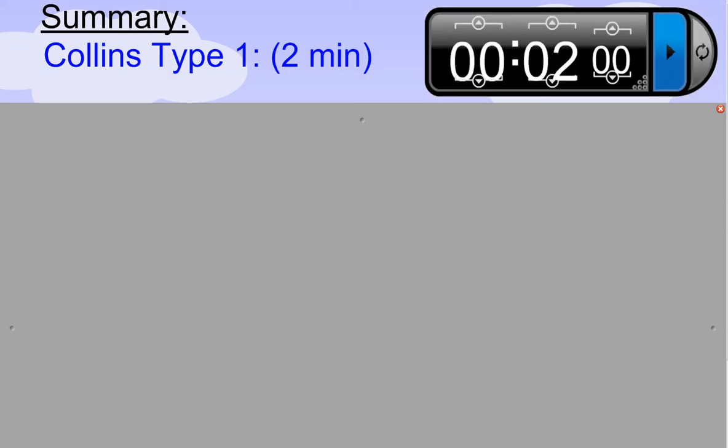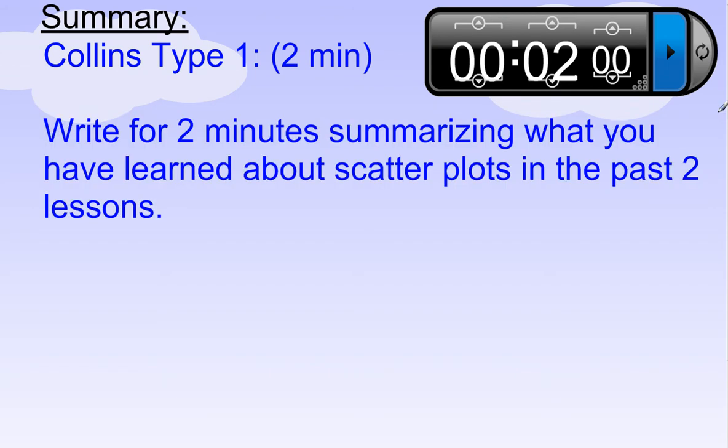And for our summary, we have a Collins type 1. As long as you're writing, you're correct. You've got 2 minutes, and it asks you to write for 2 minutes, summarizing what you've learned about scatter plots in the past 2 lessons. So go ahead and pause the video, and in your summary box, put down what you have learned about scatter plots in these last 2 lessons. When you're ready to continue, hit play, and we'll go through it together.